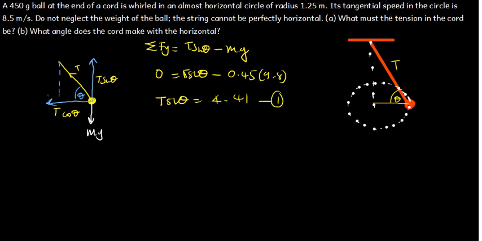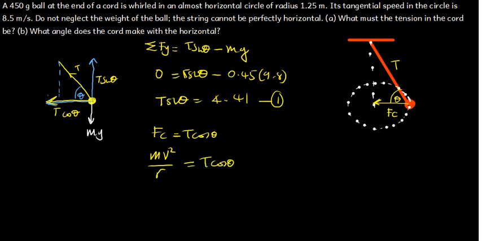So this will be our first equation. Now considering motion in the x or horizontal, there is always a force pulling this mass towards the center, and that is the centripetal force. In this case the centripetal force is due to the x component of this tension, T cos theta. So centripetal force is equal to T cos theta. Centripetal force is given by mass times velocity squared divided by the radius.